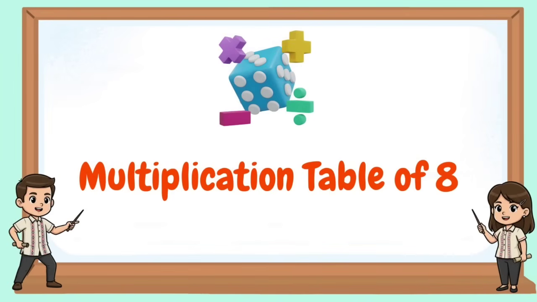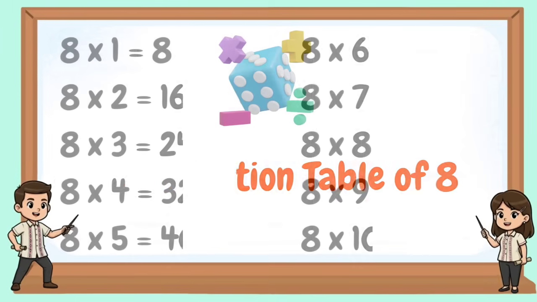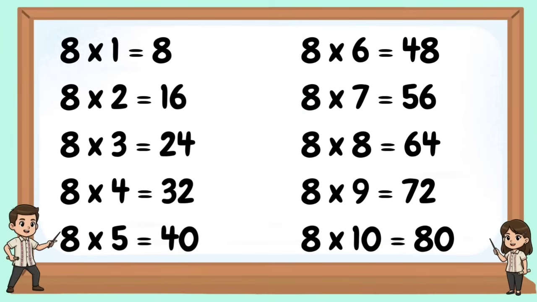Multiplication table of 8. 8 times 1 equals 8. 8 times 2 equals 16. 8 times 3 equals 24. 8 times 4 equals 32. 8 times 5 equals 40.